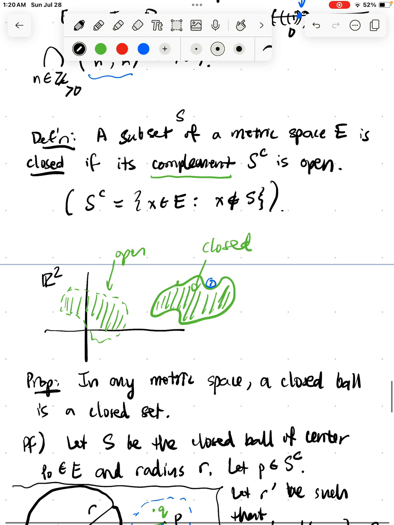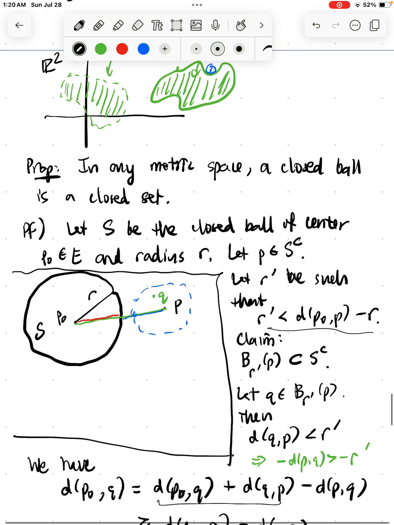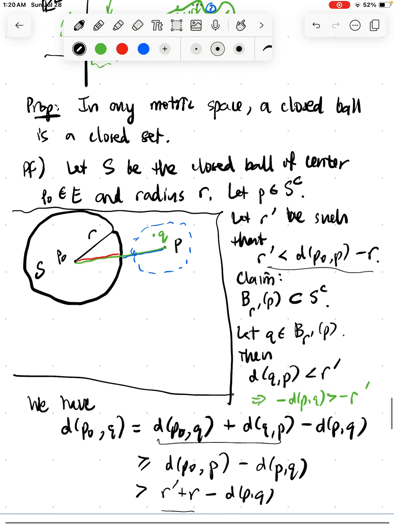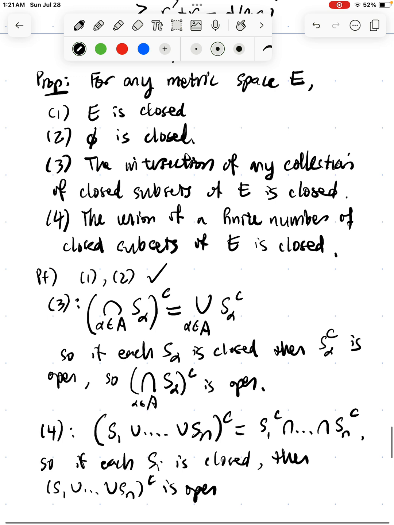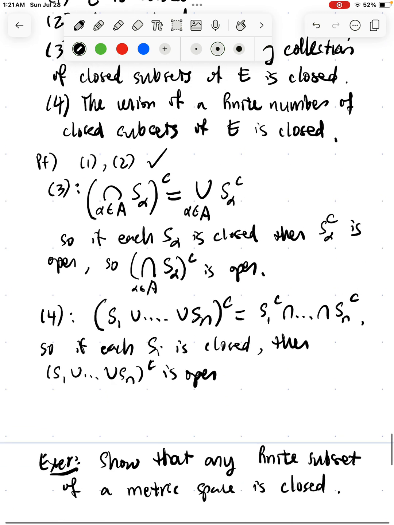And then we talked about closed sets, and by definition, the closed sets are precisely the complements of open sets, and we showed that a closed ball is a closed set. And then we got some simple properties about closed sets. Any intersection of closed sets is closed, but for unions you need to take a finite union of closed sets. If you take an arbitrary union, it might not be closed. Okay, that's the end of this video.